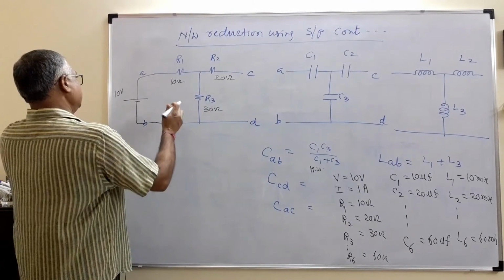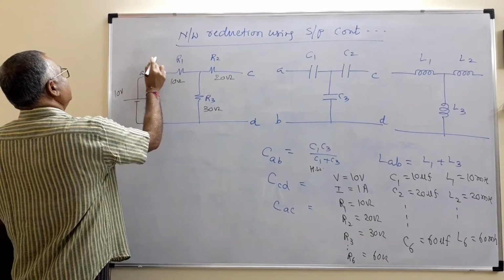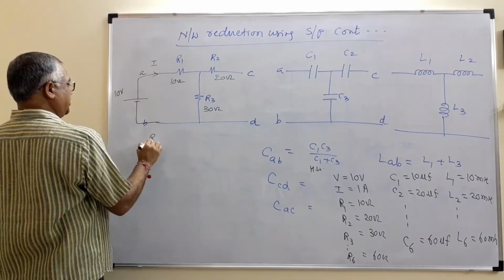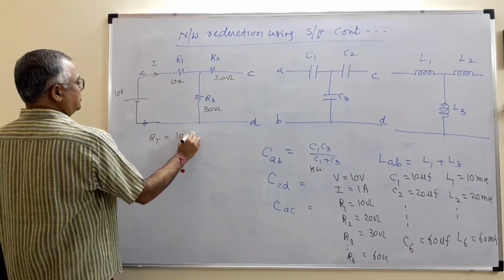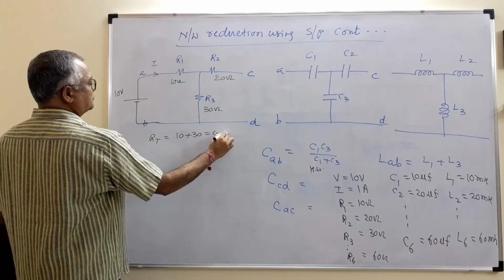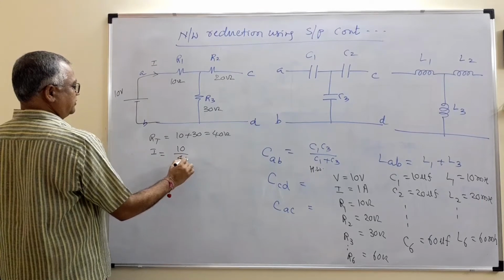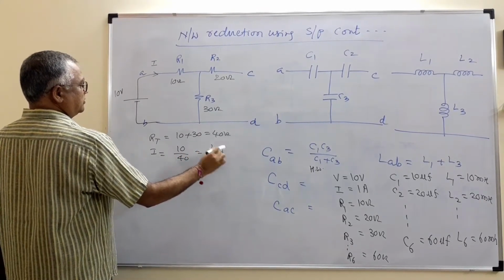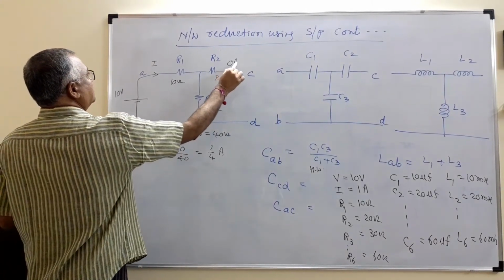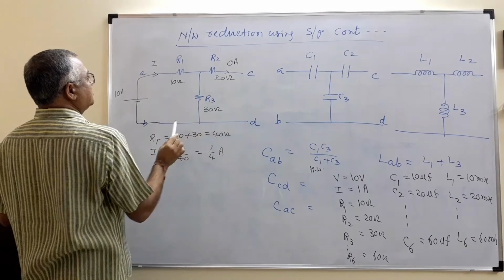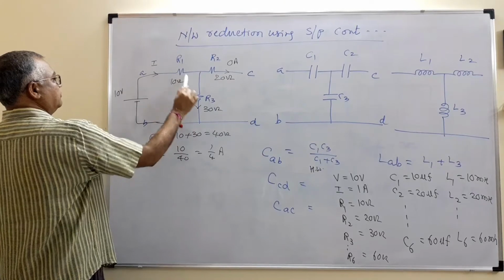So how to do it? The voltage source is there. First find this current. But to get this current, we should know the equivalent resistance. What is the equivalent resistance? 10 plus 30, which is 40 ohms. Then what is the current I? 10 divided by 40, so 1 by 4 amps. The current in this branch is 1 by 4. What is the current in this one? 0. Why is the current here 0? Because it is open. The current here is 1 by 4, and here again 1 by 4. The same current is flowing.